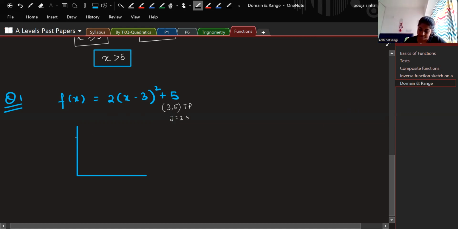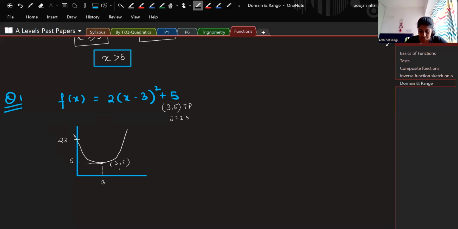So I'm just going to plot that. Something like this. And it's a happy face, right? y is equal to 23. And this point is the turning point. And this is the value here, 3. And this is the value here, which is 5. This is 3, 5. Am I right in saying this? Okay. Yes. Now it's asking us to find the domain and range.